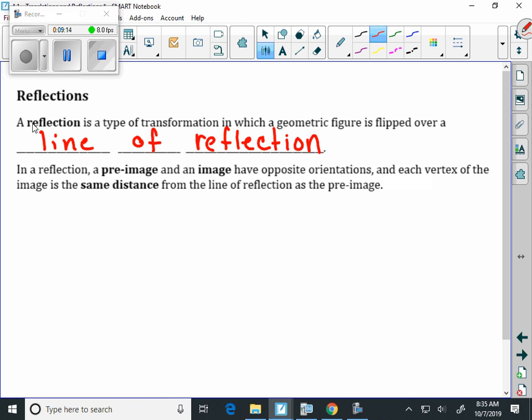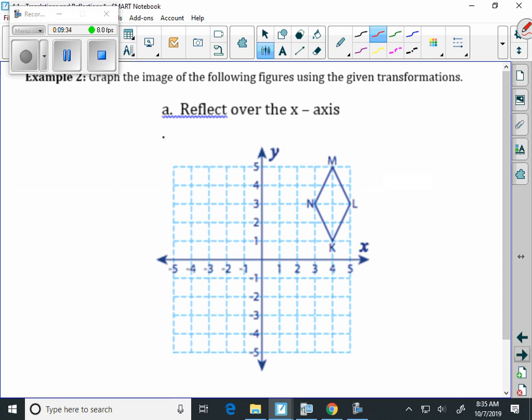But in a reflection, a pre-image and an image have opposite orientations, and each vertex of the image is the same distance from the line of reflection as the pre-image. So in words, that probably doesn't make as much sense as it will when we see an illustration of this in our first example here.